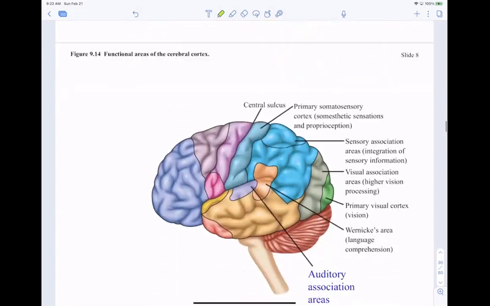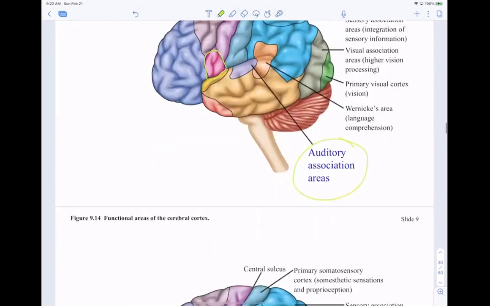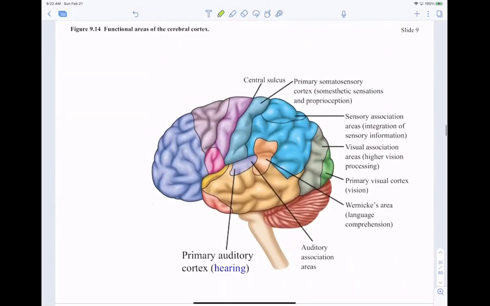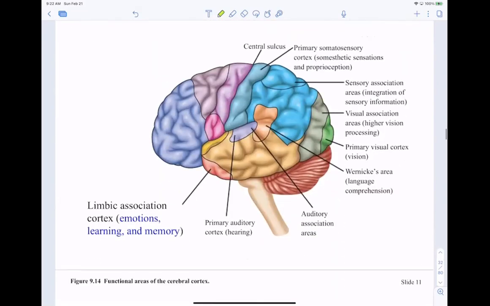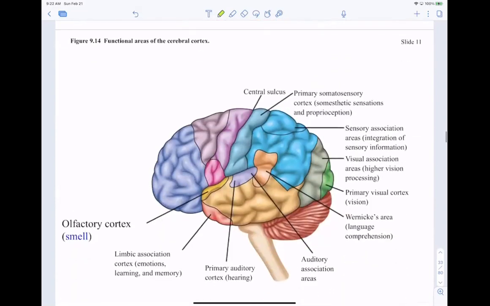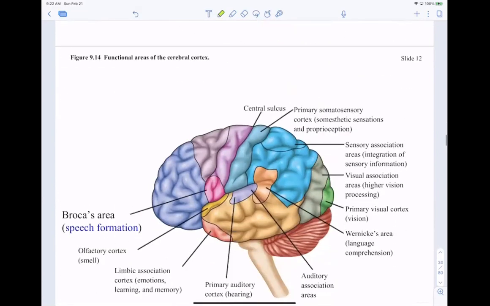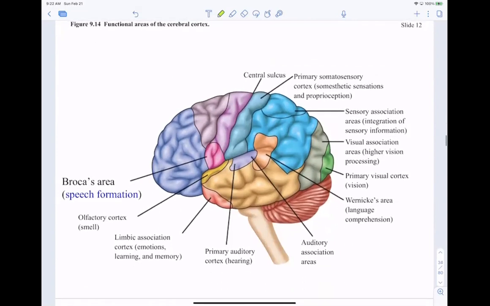And that's going to be different than Broca's area. Broca's area is here, and we'll get to that in a minute. So auditory is for hearing, right? So primary auditory cortex, and then the association area. And the limbic system is in the temporal lobe, but it's also in the diencephalon and in areas of the cerebrum. So it's not just one area. Olfactory is smell, there, top of the temporal. And then you have Broca's, and this is for speech.